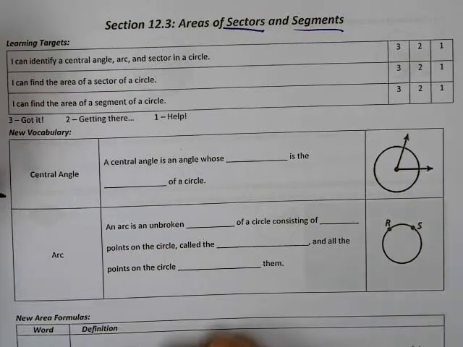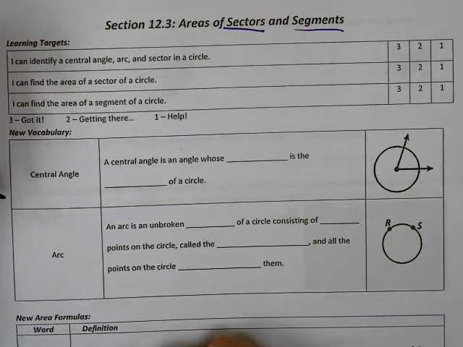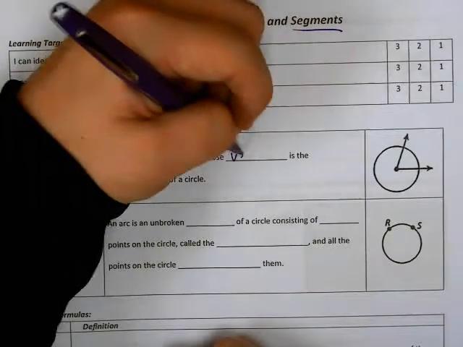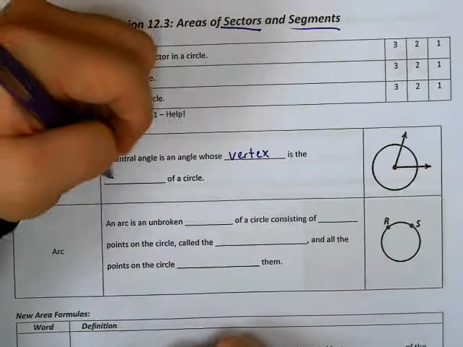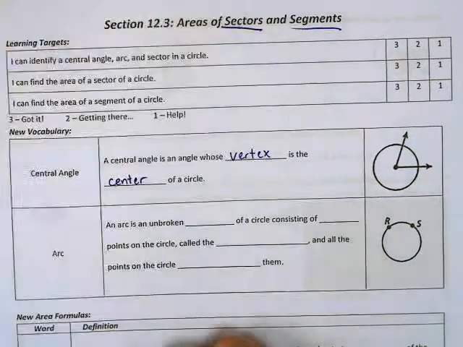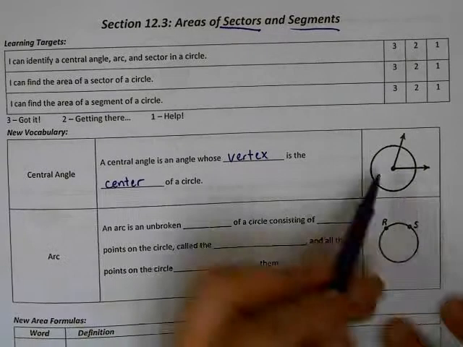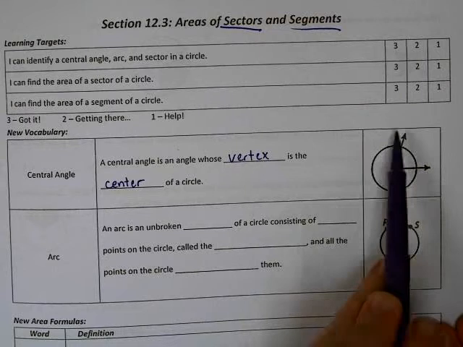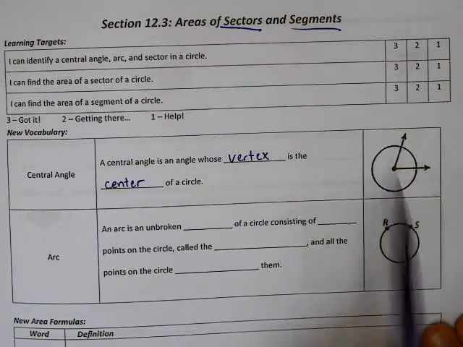A central angle is kind of what it sounds like. It's an angle whose vertex is the center of a circle. Right here is a perfect example of a central angle. I know it because the vertex is directly in the center.